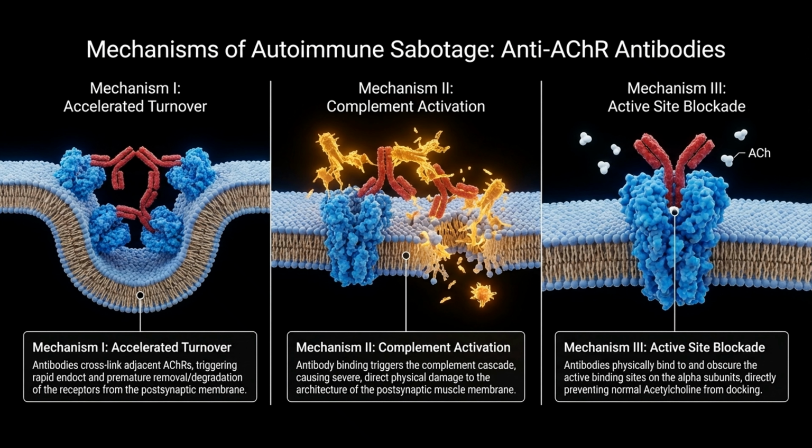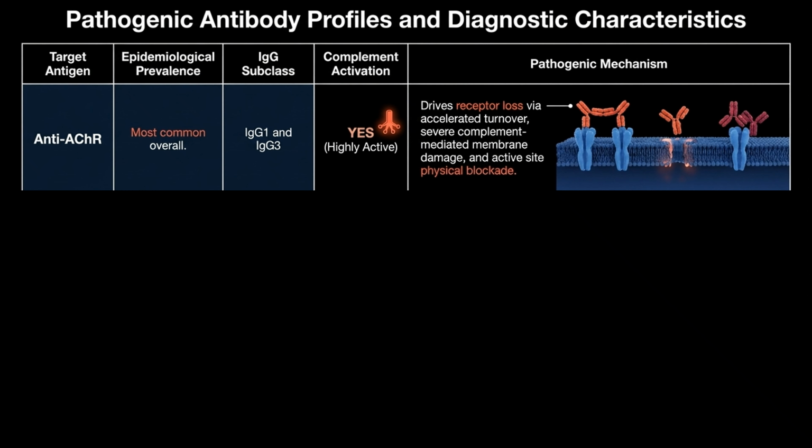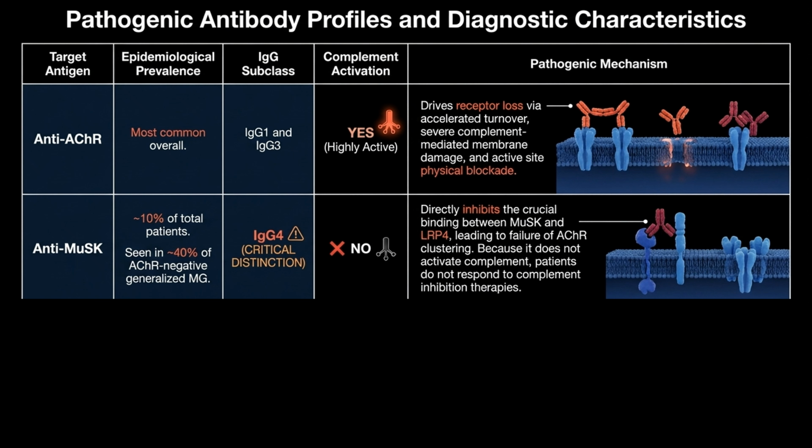Now, myasthenia is not only about anti-AChR antibodies. Anti-AChR antibodies are most common overall, with predominant subclass being IgG1 and IgG3. They cause high levels of complement activation, and they mostly exert their clinical effects via the 3 mechanisms as discussed. However, an immune response to MuSK also results in MG, with experimental evidence showing reduction of AChRs. Anti-MuSK antibody occurs in approximately 10% of patients and approximately 40% of AChR antibody-negative patients with generalized MG.